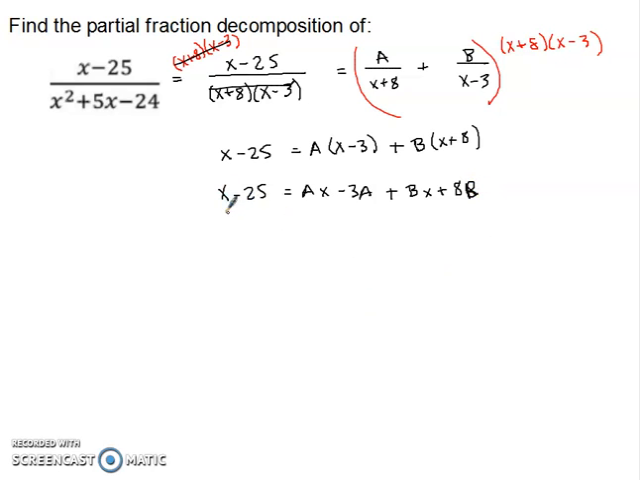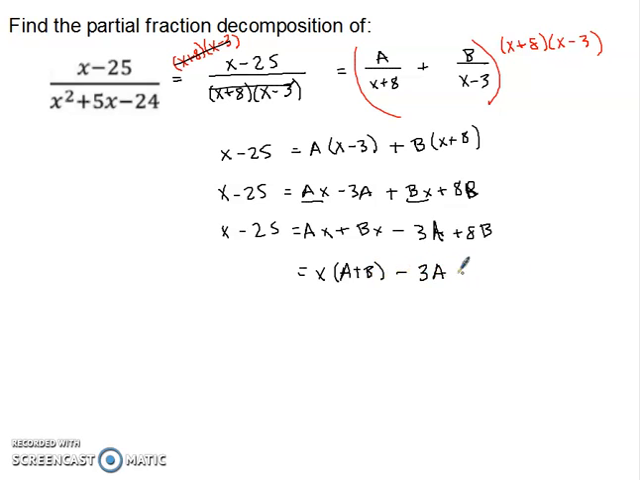And then I need to compare my coefficients. So to do that, I am going to regroup. So I've got ax plus bx minus 3a plus 8b. And then my coefficient on x on the right would be a plus b when I factor out that x. And then on the right, I also see that the constant term, or the component with no x, is going to be negative 3a plus 8b.